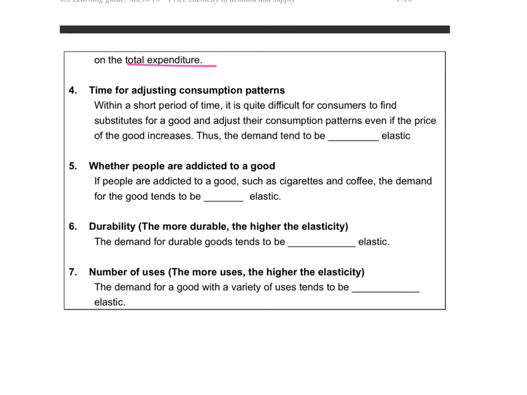Next, these are not very difficult. Time to adjust consumption patterns. That means whether I have time to change my choice. If I have very little time, then I will be less elastic, because I have no time to choose. No choice means less elastic. After that, addiction: if I am addicted, I have no choice, so I am less elastic.